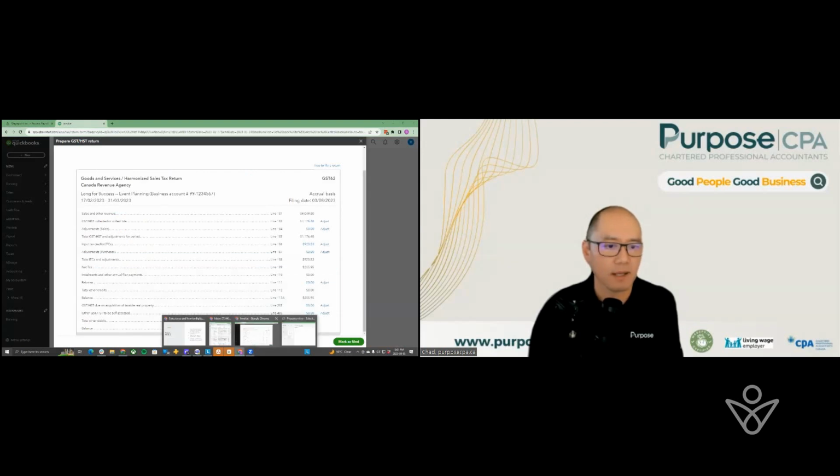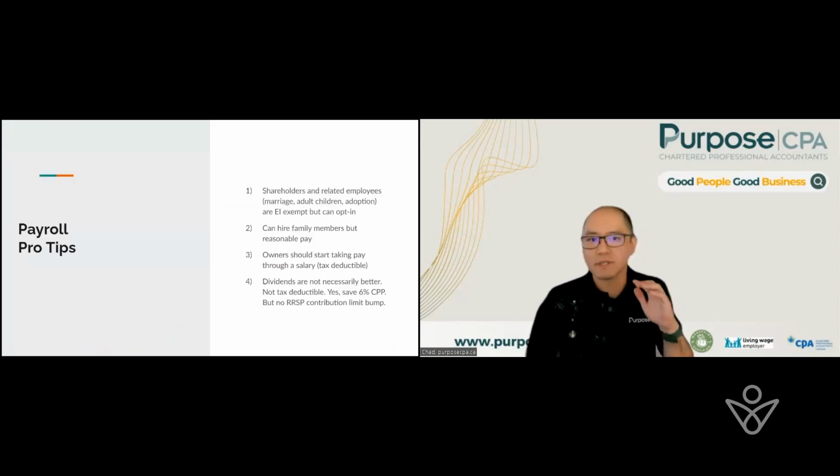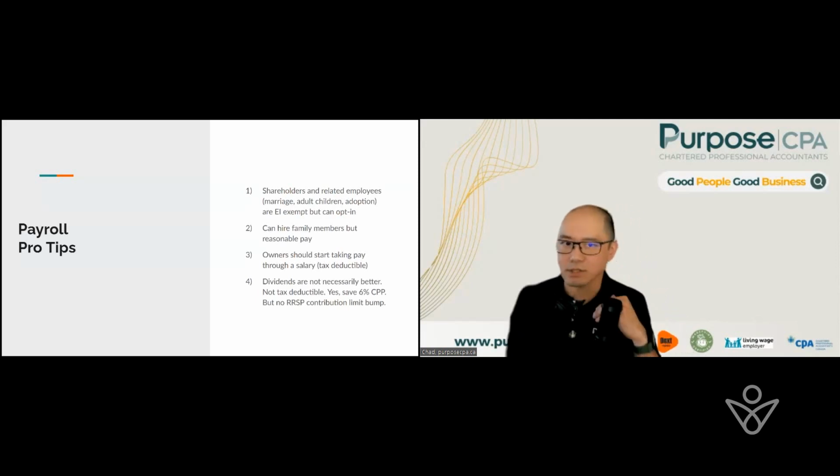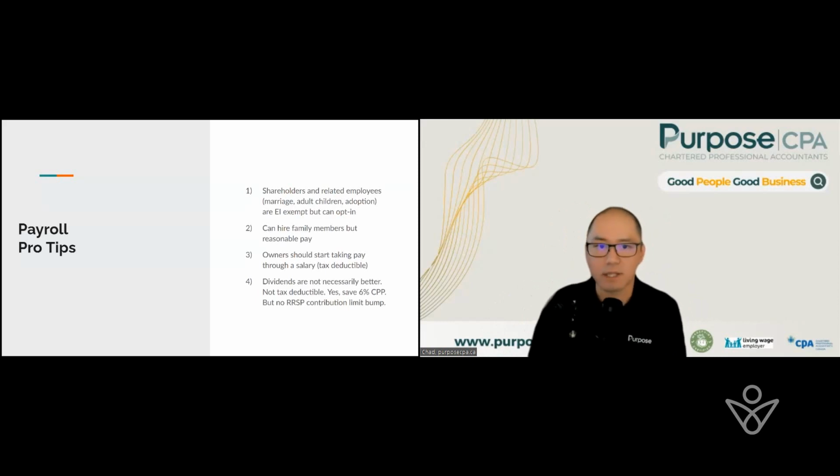All right, let's jump back in. So some of the tips that I have: shareholders and related employees. You might have heard that owners of a company are EI exempt. They are. And related employees, such as adult children, or even adopted children or adopted relatives working in the company, are also EI exempt, meaning that the company does not have to pay into EI, but the company can opt into it if it would like. You can hire family members to work in your business, but you have to pay them a reasonable amount.